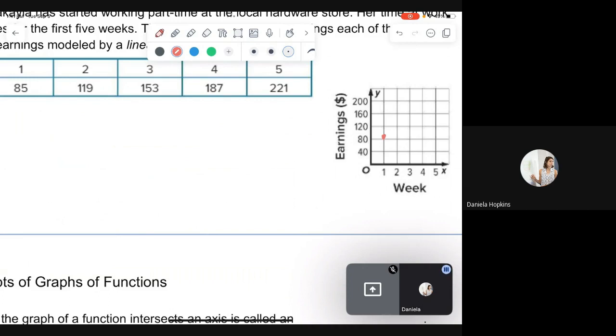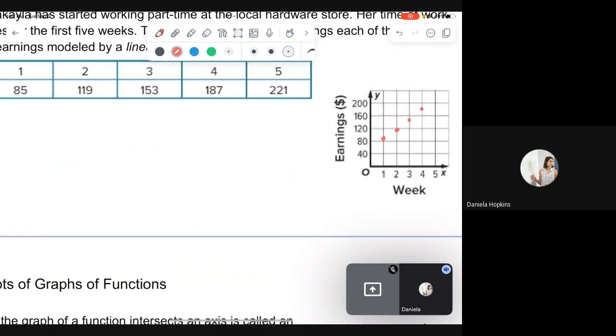At 2 weeks, we're at 119. So that's just below the 120. At 3 weeks, we're at 153. That's like here-ish. At 4 weeks, we're at 187. So that's like here-ish.